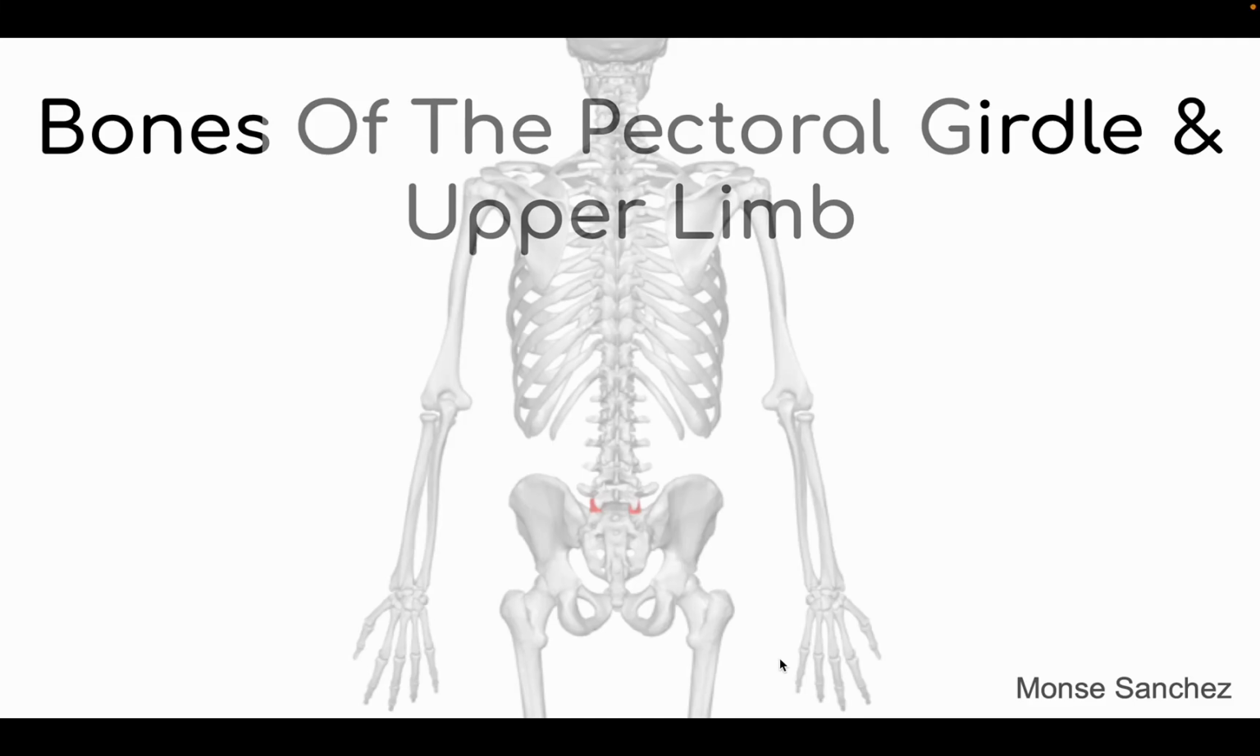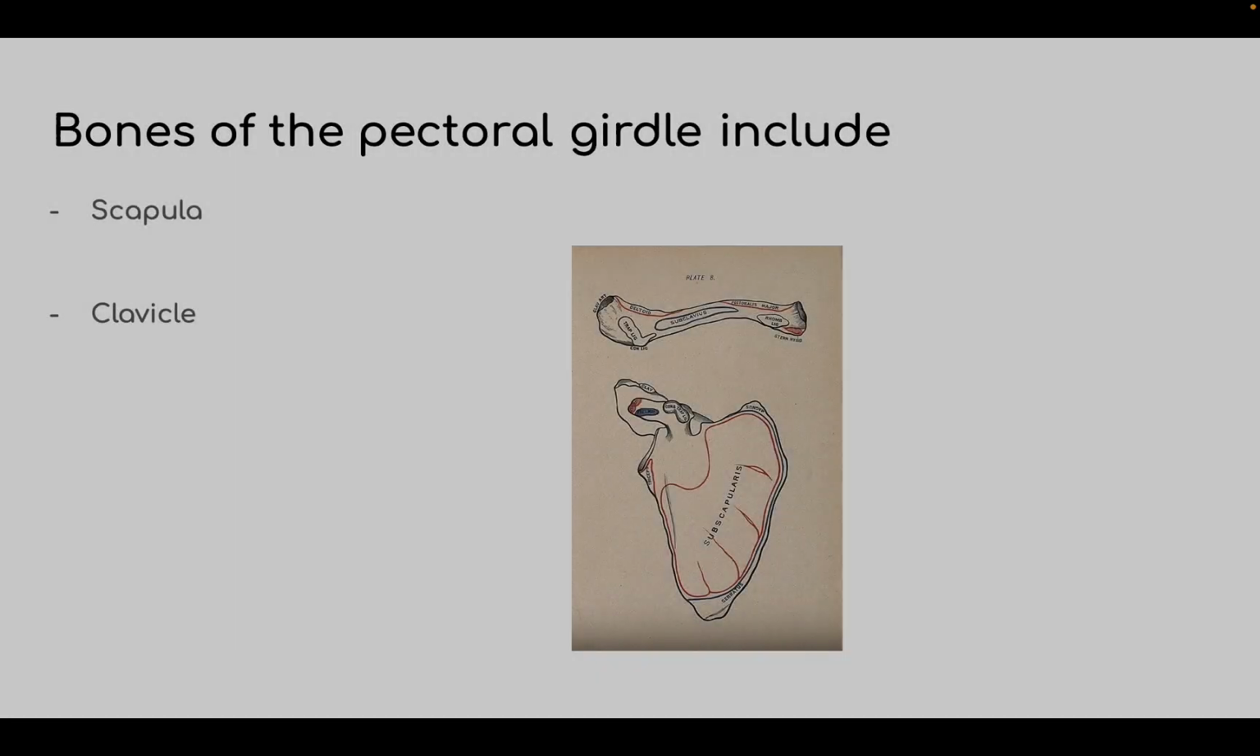This is Monse Sanchez, and today I'm going to be presenting on the bones of the pectoral girdle and the upper limb. Starting off with the bones of the pectoral girdle, they include the scapula as shown right here and the clavicle.